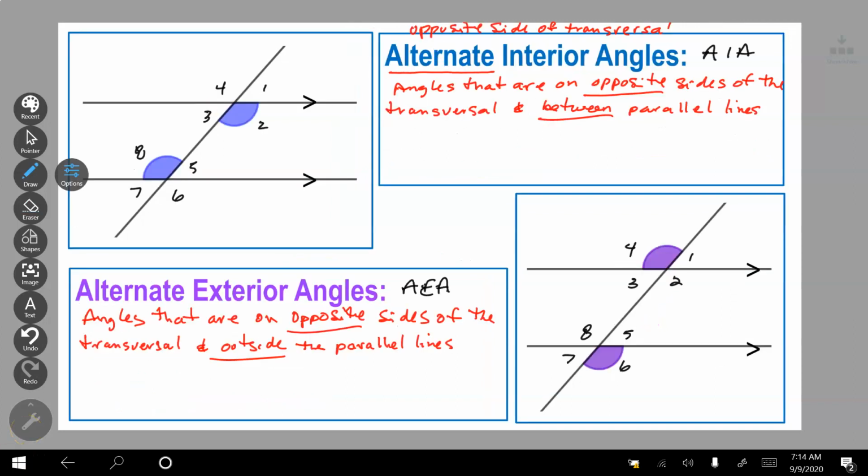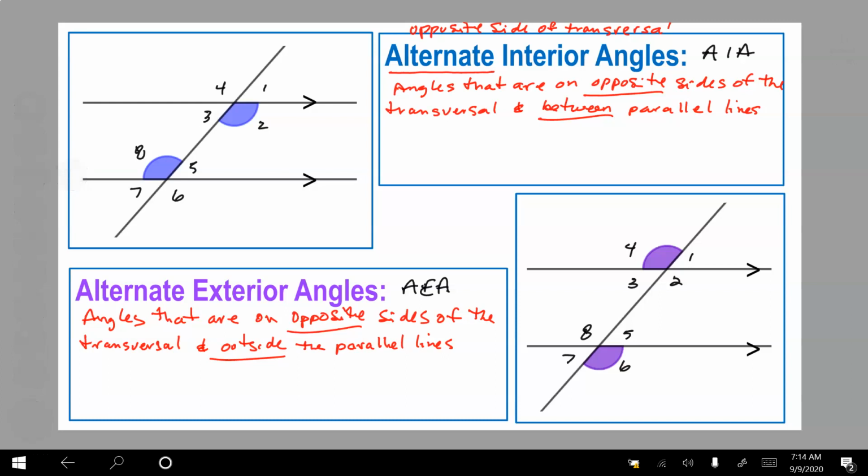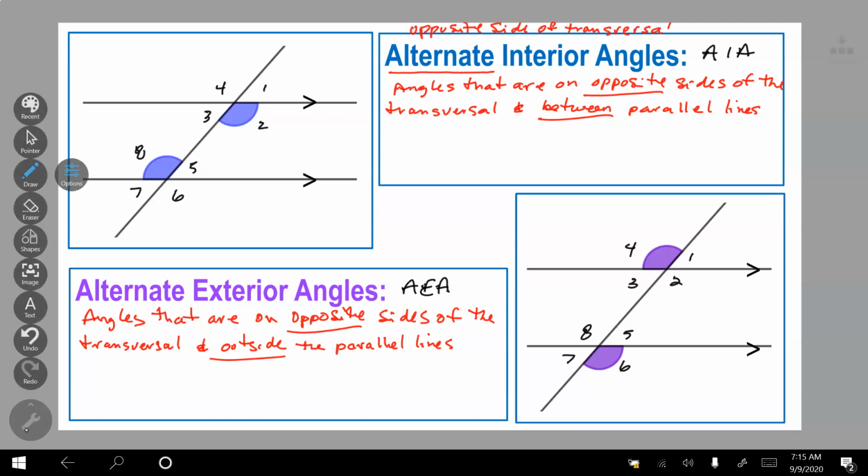Okay, two more types of angles: alternate interior angles and alternate exterior angles. Alternate refers to the angles being on opposite sides of the transversal, and interior and exterior refers to being in between or outside the parallel lines. So alternate interior angles are on opposite sides of the transversal. One has to be on the left side, one has to be on the right side, and they're both in between the parallel lines. So from this example, angle 2 and angle 8 in purple here are alternate interior angles. One's on the left, one's on the right, and they're inside the parallel lines.